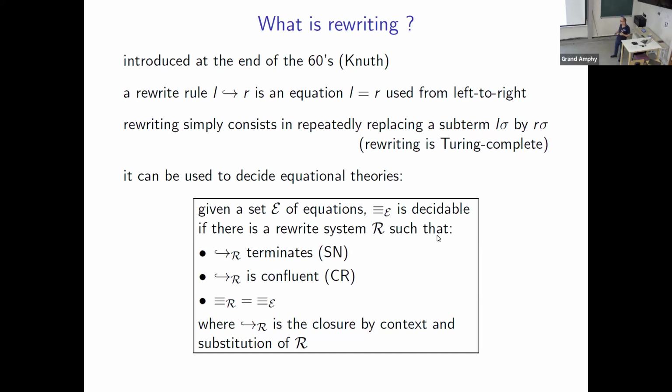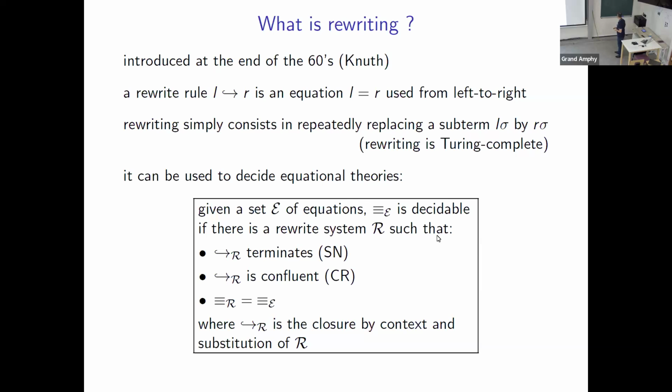And one way to solve this problem is to try to find a rewrite system that is terminating and confluent, and that has the same theory as the equations. In this case, we can decide the problem. Why? Because it terminates, it means that any term has a normal form, so we can compute the normal form.